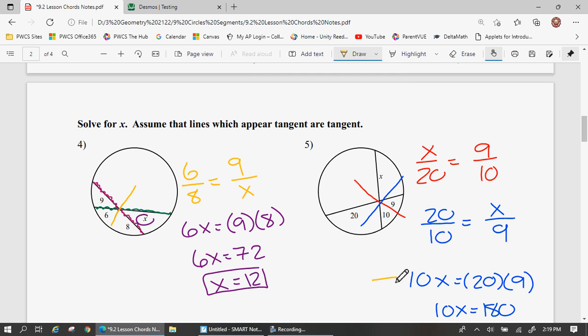If I look here, 10 times x, well 10 and x came from the same chord. 20 times 9, 20 and 9 came from the same chord. So we could actually skip the part where we write fractions. You might not like that, so you should stick with writing the fractions. You might not like the fractions, so you can just use that idea.